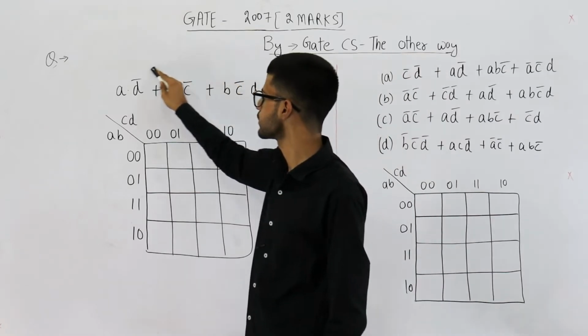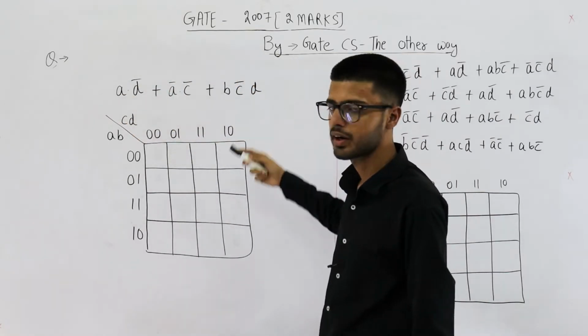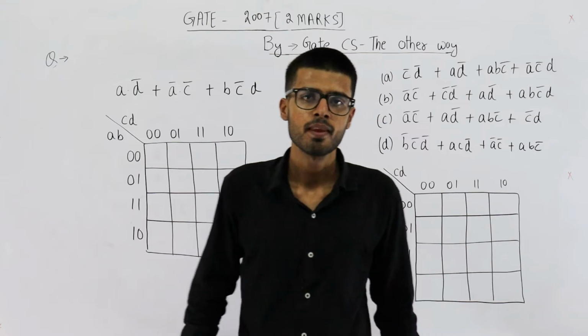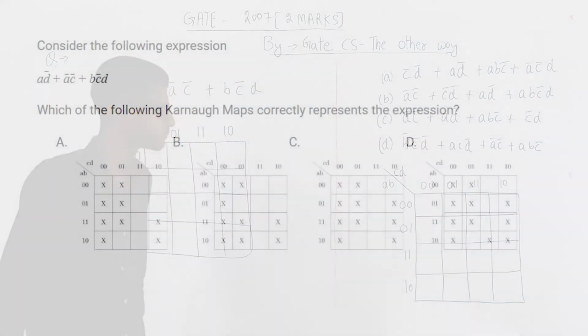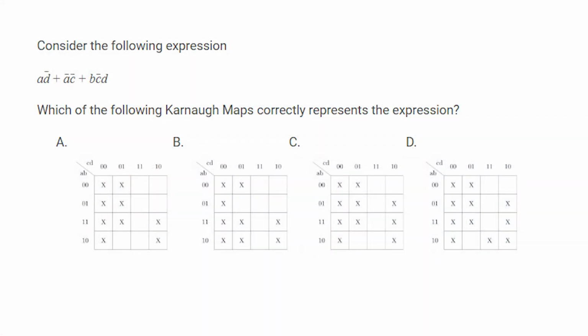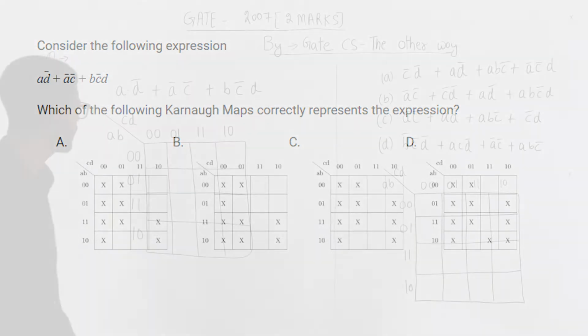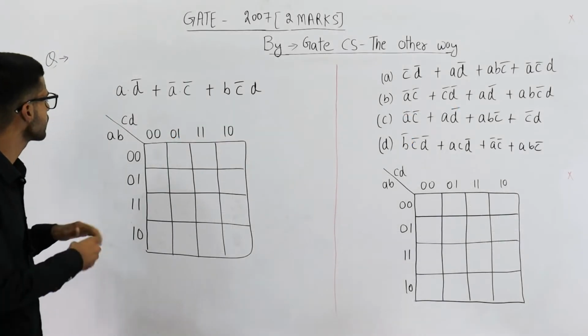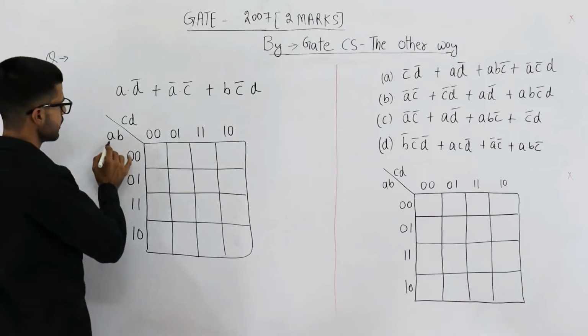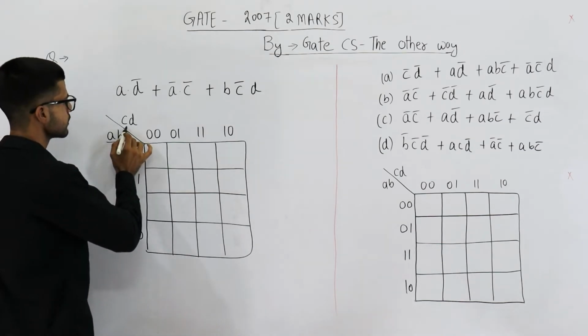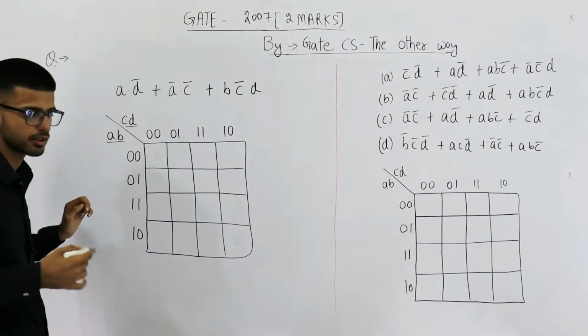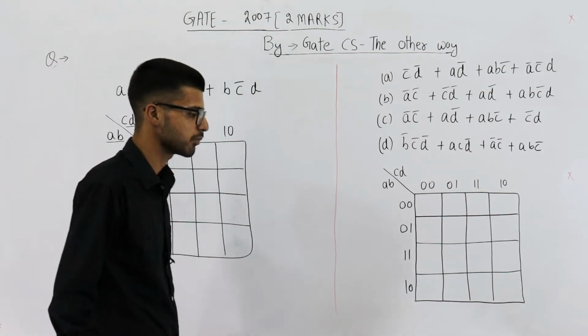They have given you this expression and you need to find out the K-map for this one. Now just have a look at the options and you will realize that they are filling the K-map like this. That means A and B is written on this side, C and D is written on this side. So we need to fill the K-map accordingly.